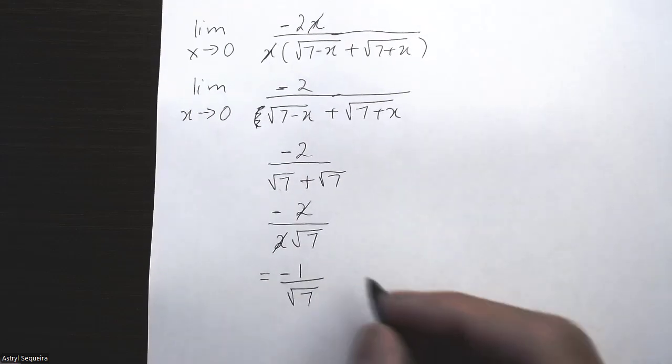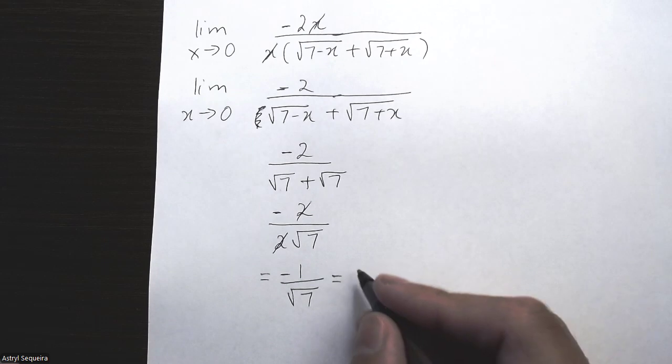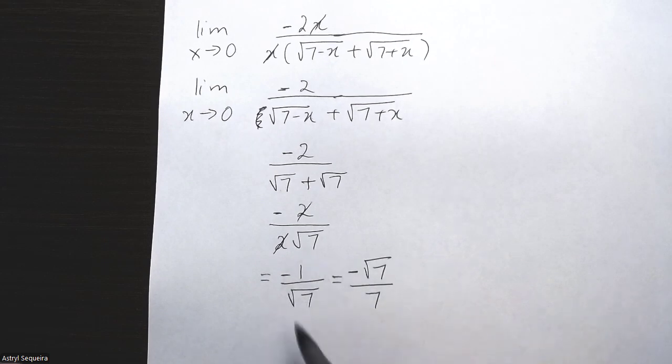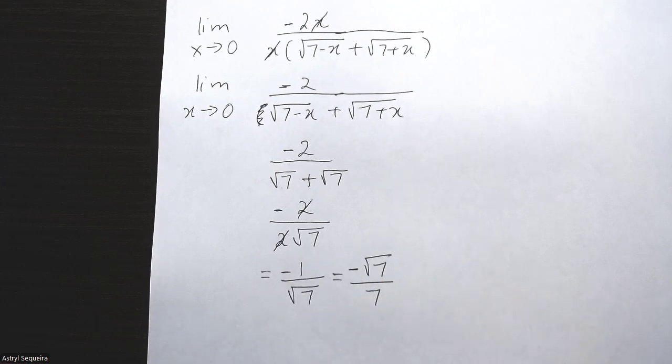If you had to rationalize this, which most people don't, but if you did, you could write it as negative root 7 over 7. I just multiplied the top and bottom by root 7.